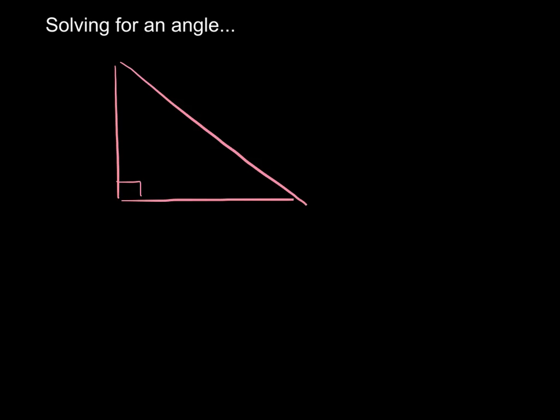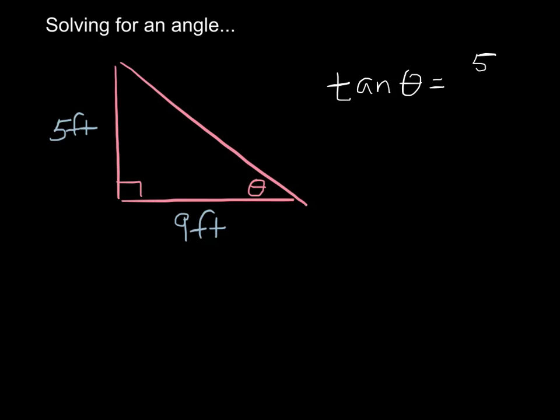Here's our right triangle. Let's say we're asked to find theta, and we know that this side measures 5 feet, and this side measures 9 feet. Now we have the side opposite and adjacent to the angle, so we know that this must be a tangent function. So we write our equation. The tangent of theta is equal to 5 over 9.